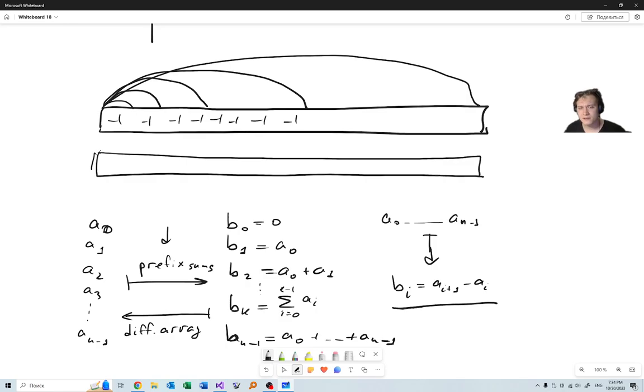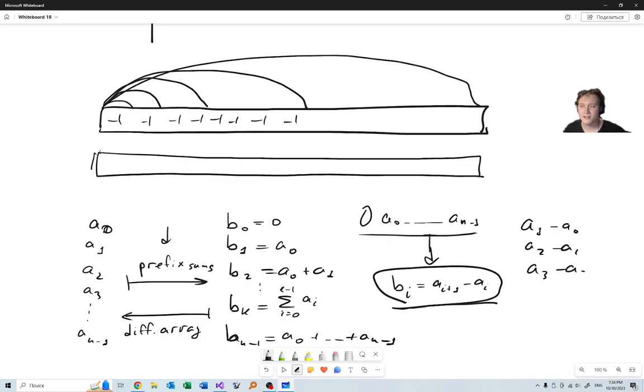Sometimes it is a bit different. Sometimes you would like to add 0 here, and after that make this operation. So it will be not just a1 minus a0, a2 minus a1, a3 minus a2, etc., but sometimes you will also like to add 0 here, so you will have a0 here. Sometimes, but not always. In this problem, you will not like to do it. Let's just consider these numbers.